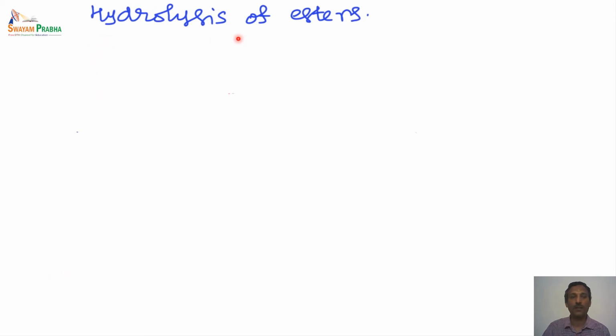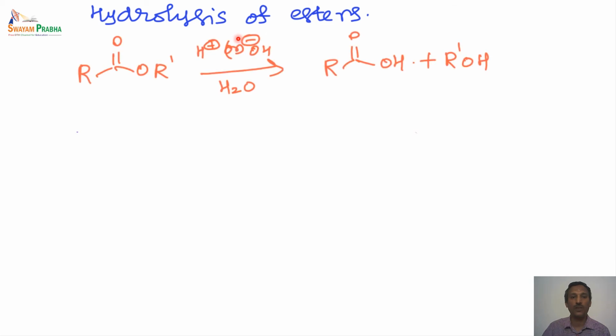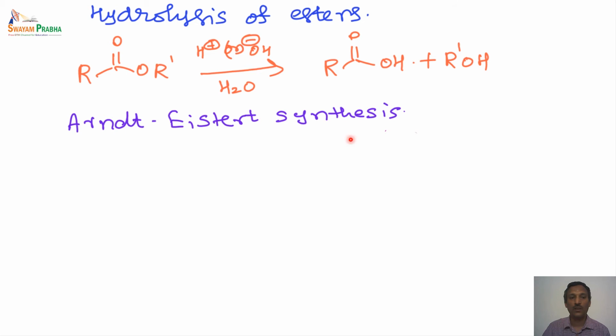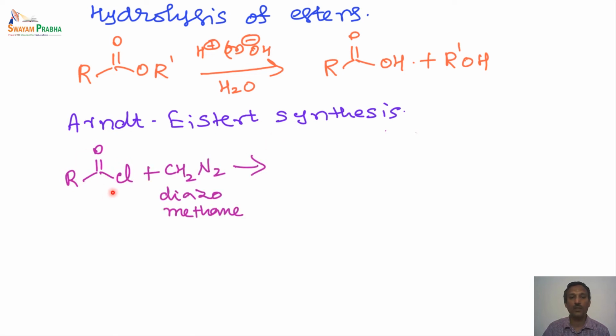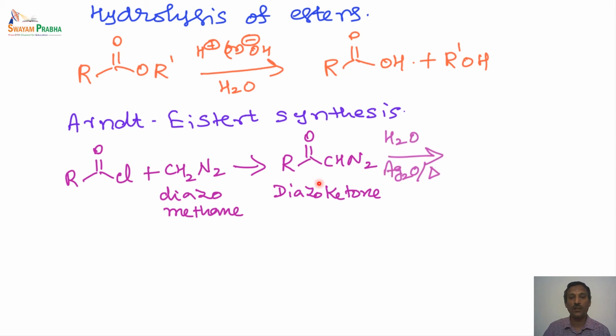Then the next one is the simple and easy hydrolysis of esters. Esters can be hydrolyzed under acidic or basic conditions to produce carboxylic acid and alcohol. So this is a very simple and straightforward method. Another important method we will see is the Arndt-Eistert synthesis. In this particular case, an acid chloride is treated with diazomethane. This reaction produces a diazoketone which is quite unstable. Generally these intermediates are not isolated when we carry out the reaction.